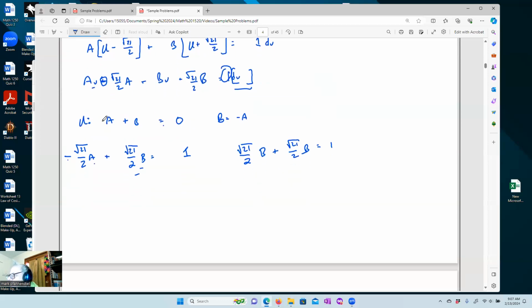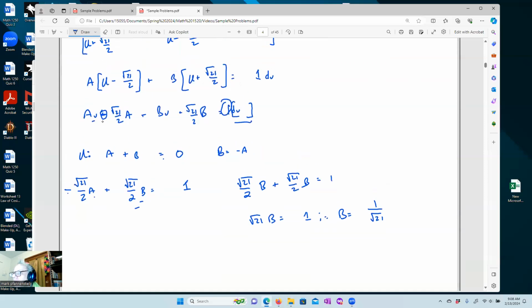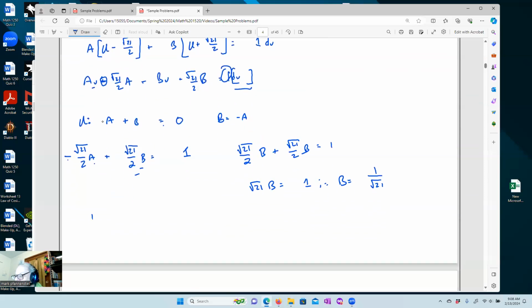Okay, so square root of 21 halves plus square root of 21 halves is equal to the square root of 21, equals 1. So b is equal to 1 over the square root of 21. Okay, so let's go ahead. I'm gonna factor this out because it's common to both a and b. Since a is equal to negative root 21, we're just going to go ahead and factor this out. So going back up here, we're going to have 1 over the square root of 21.